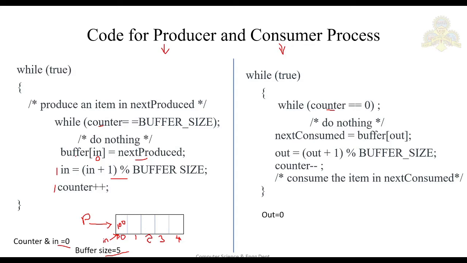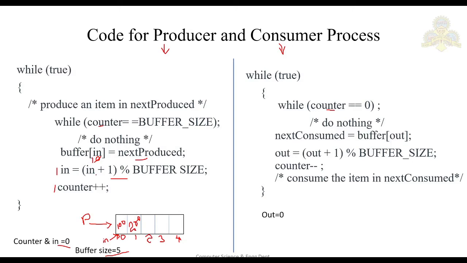Now your in value is 1, right? So in buffer of in, the first location of your buffer, you have to put the item which has been produced. We'll assume that we have produced the item 200. Now that 200 will be kept in which location? Buffer of 1, right? So in the first location of buffer, we'll put the produced item which is 200. I'll write like this.